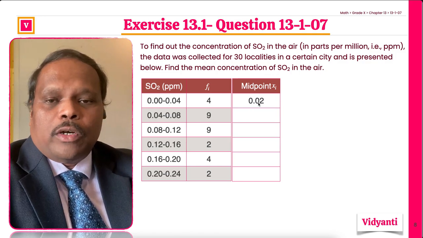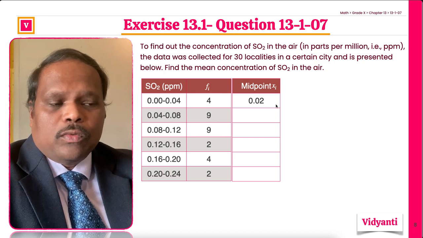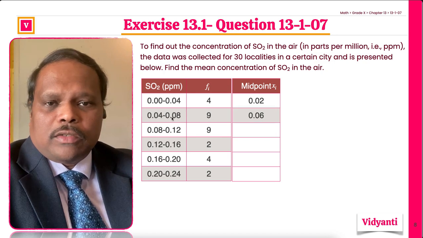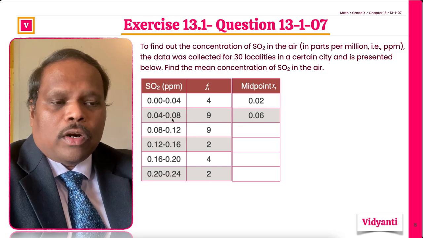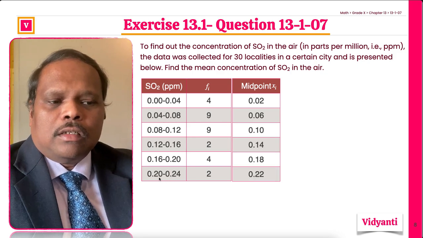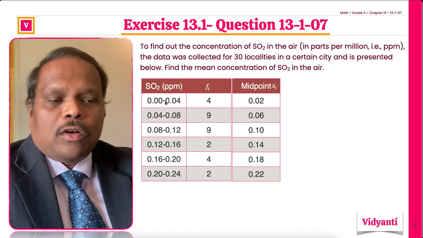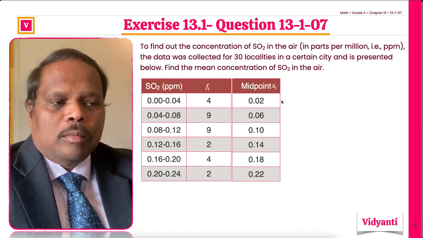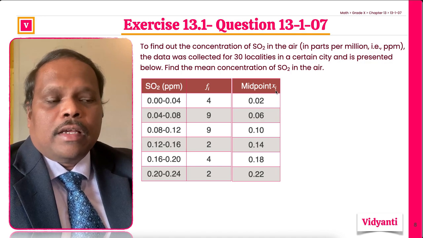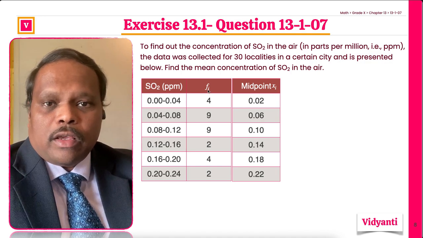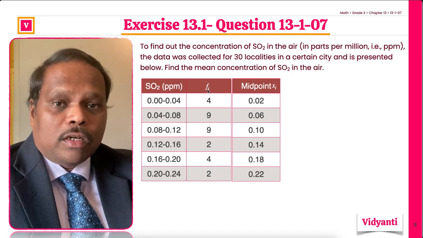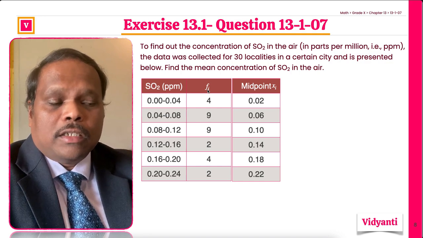So that would be 0.02, which is the average of these 2 values. Then 0.06, which is the average of 0.04 and 0.08, and so on. So I'm going to get the midpoints of each value in the first column, and I'm going to mark that as xi, x suffix i. Remember, this is fi, which is the frequency of the individual class interval.